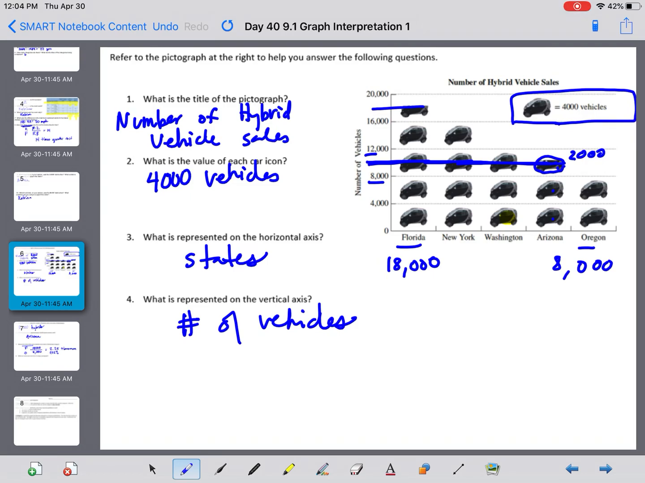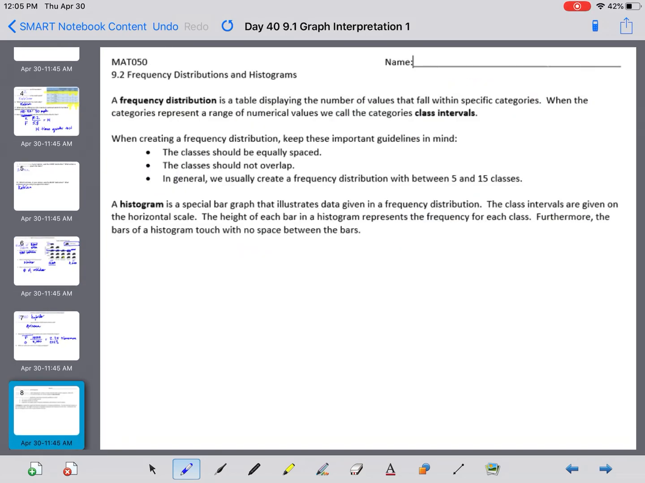I would say a con, though, is that they are not exact. There was probably not exactly 18,000 hybrids sold in Florida. However, they have to round it to the nearest, like, 4,000 mark. So I would say that's definitely a big con, that they're just not very exact. You don't get the actual numbers here. So just take them with a grain of salt as you're working with them.